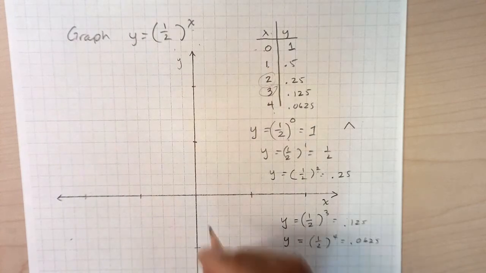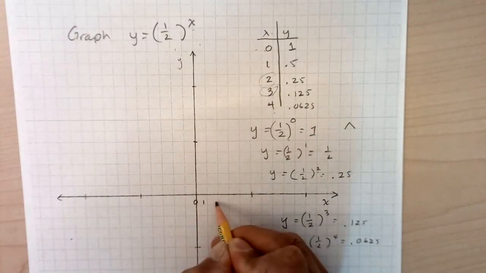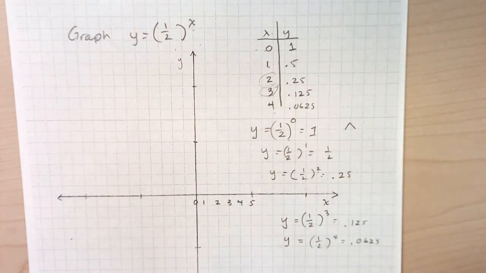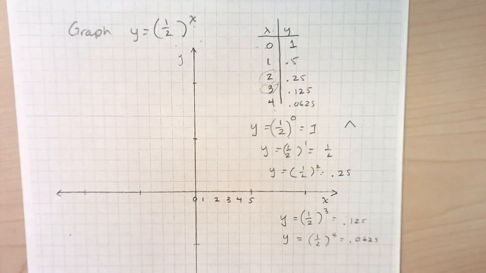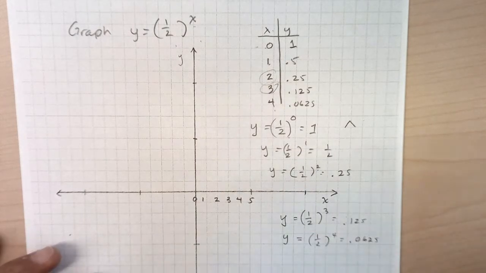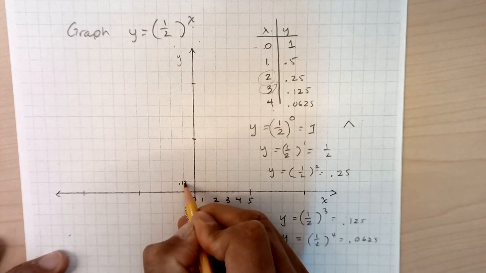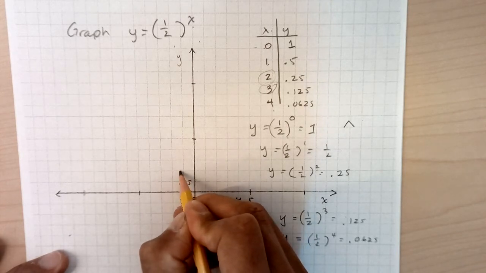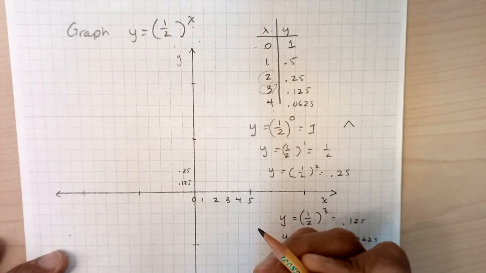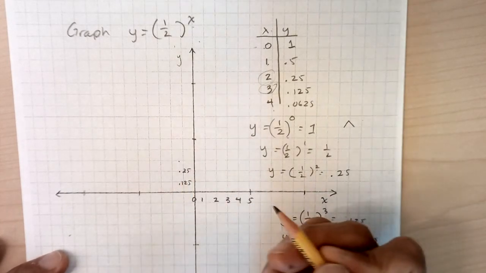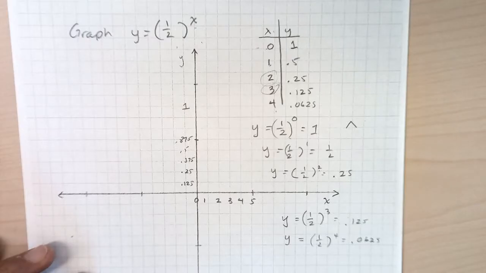I'm going to go by ones on my x-axis like I did on the last example. 0, 1, 2, 3, 4. This would be 5. Here's what I'm actually going to do. On my y-axis, I'm going to go by quarters. So this would be 0.125. This would be 0.25. Sorry, I said I'm going to go by quarters. I'm actually going by eighths here, so I'm going by eighths or 0.125.